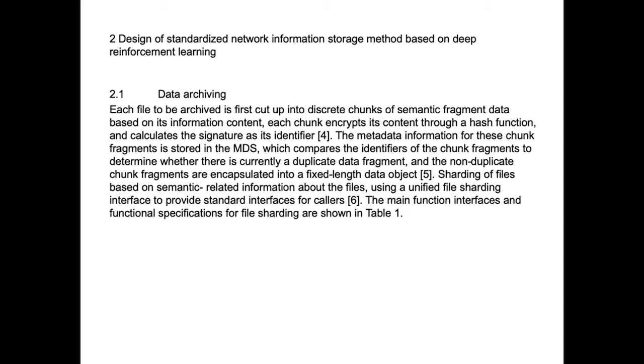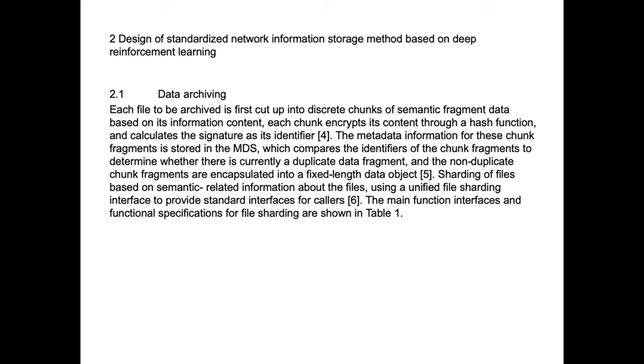Now let's see the design of the standardized network information storage method based on deep reinforcement learning. First, data archiving. Each file to be archived is first cut up into discrete chunks of semantic fragment data based on its information content. Each chunk encrypts its content through a hash function and calculates the signature as its identifier. The metadata information for this chunk fragment is stored in the MDS, which compares the identifiers of the chunk fragments to determine whether there is currently a duplicate data fragment. And the non-duplicate chunk fragments are encapsulated into a fixed-length data object.